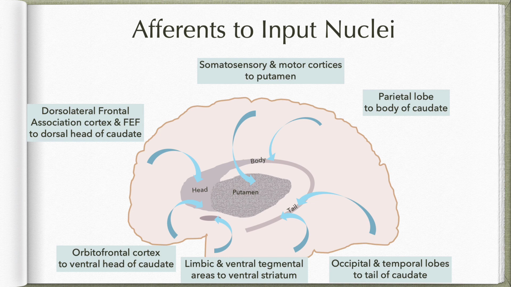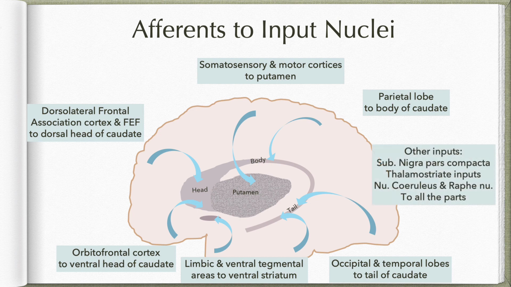So you will see that most of these parts of the input nuclei are receiving input from the adjacent cortical areas. In addition, all these three parts, that is caudate nucleus, putamen, and ventral striatum, will all receive inputs from the substantia nigra pars compacta, which will be getting dopaminergic input, thalamostriate inputs, cholinergic input from nucleus ceruleus, and serotonergic input from the raphe nucleus.